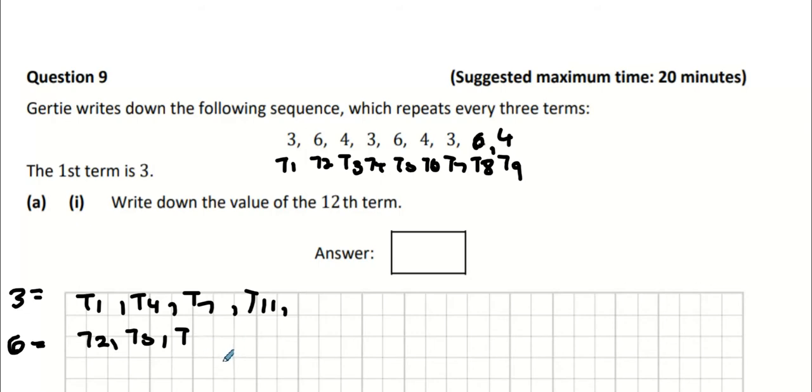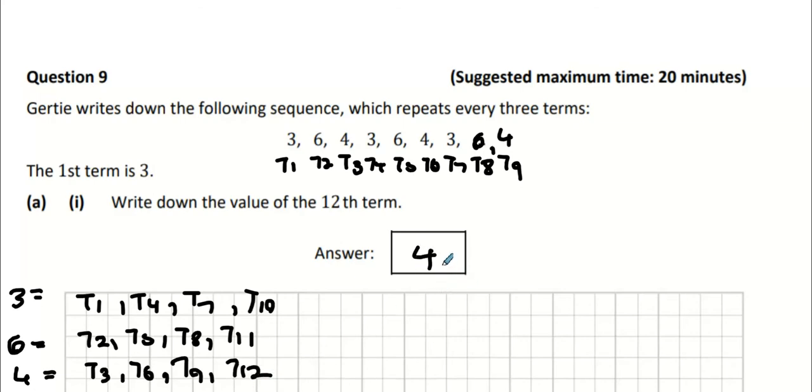and then T8. Whoa, sorry, I made a mistake there. That's T10. T10 is 3. And now that's T8, and that's T11. This means 4 must be T3, T6, T9, and T12. So the answer must be 4. Okay, so that's that one done.